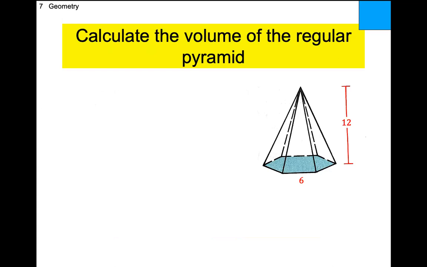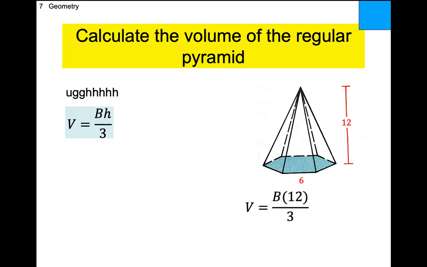All right, so here's our pyramid. It looks like a hexagonal one. We're told it's regular, and we're asked to find the volume. Well, we know the volume formula. Let's see what we've got. That 6 is not an area or a volume, it's just the side right there on the base. And it looks like they're indicating that the height of the pyramid, the altitude, is 12. So I know that H is 12. If I can just find the base area, we're good to go.